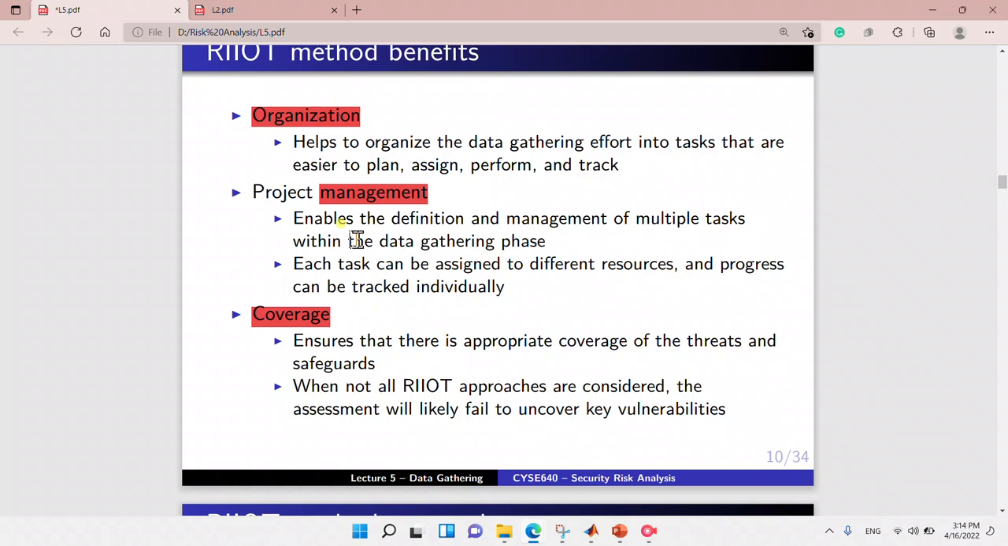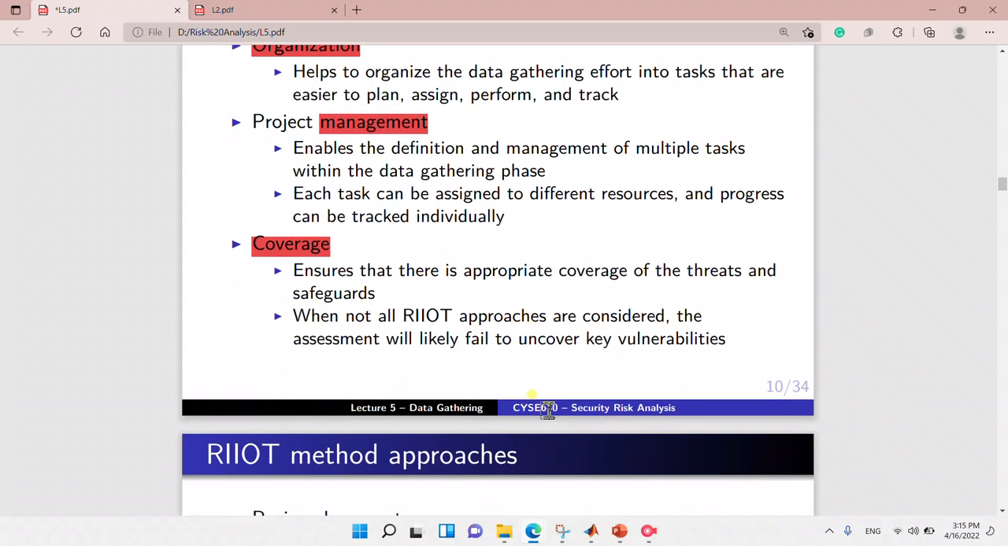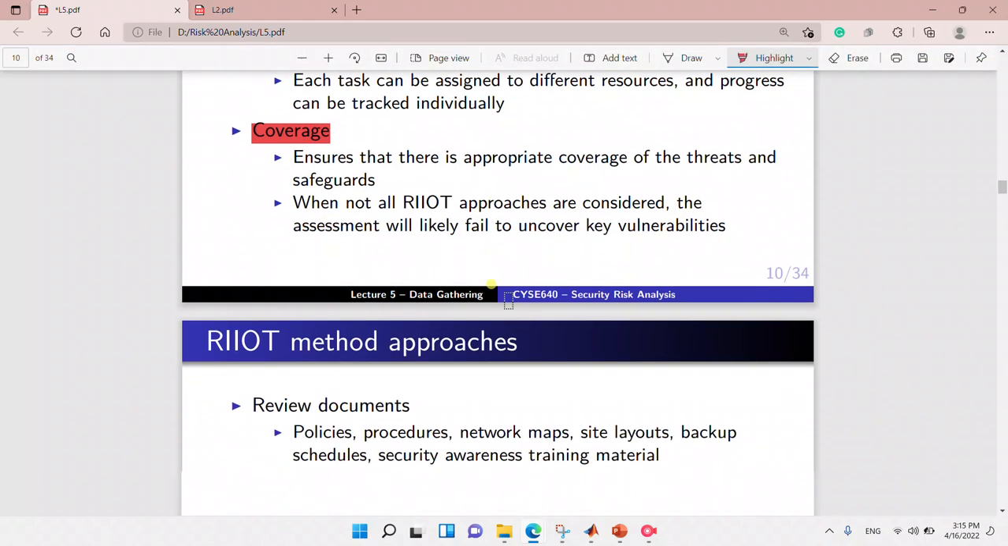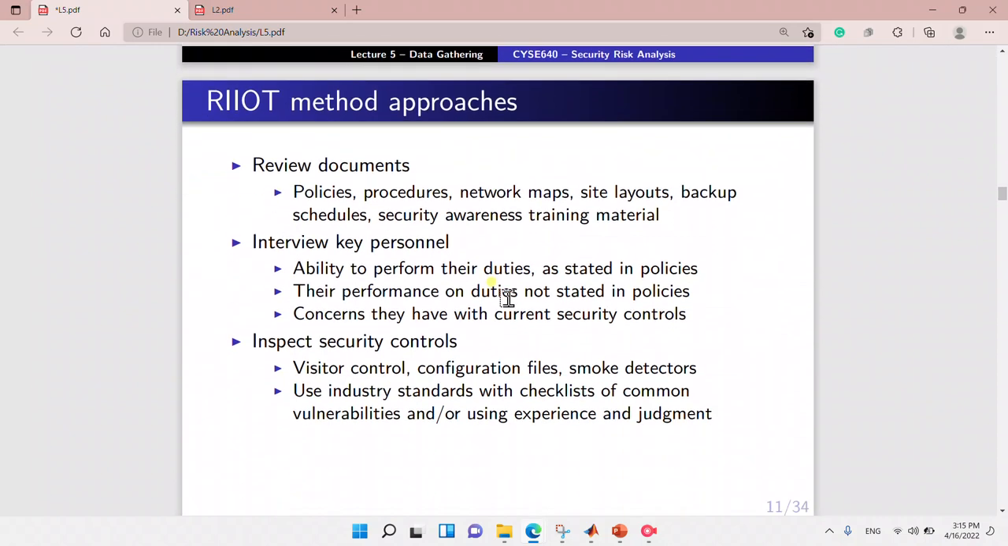الكفرج هاي كمان مهمة، لأنه أحيانا نيجي نعمل security risk assessment وبننسى مثلا بعض مكان معين، بس هذا الميثود يعني بيعطيكي organization management، فصعب الواحد إنه ينسى شغله، يعني it makes sure إنه you covered everything. فلما when not all approaches are considered we likely have failed to cover key vulnerabilities. فعشان هيك لازم نختم كل الـ RIIOT approaches.